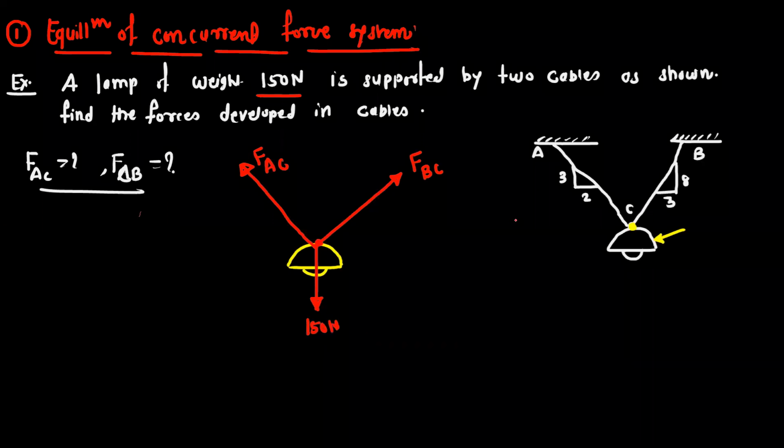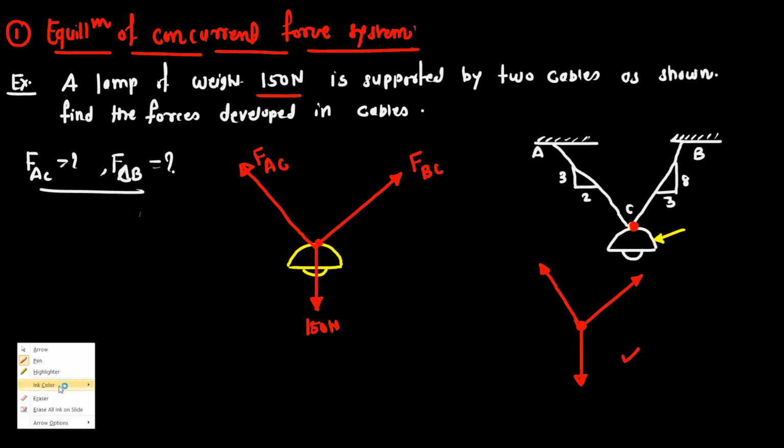Or you can draw the free body diagram just for point C, because point C is the point of concurrency. So you can draw the free body diagram like this. Just draw the point C. This is the first force. This is the second force. And self weight is the third force. So you can draw the free body diagram like this.